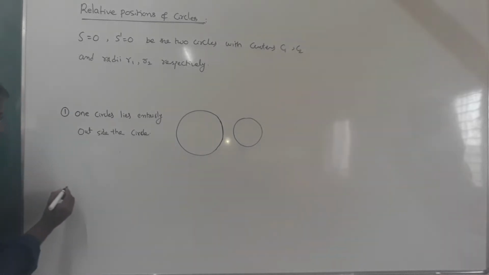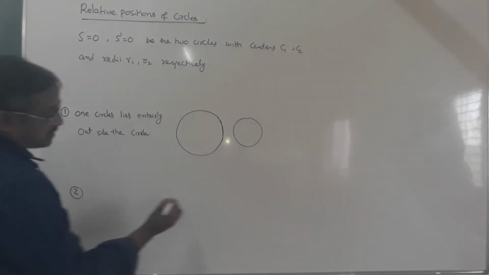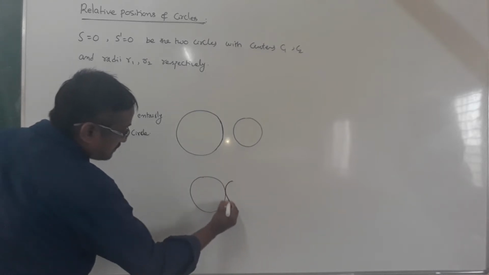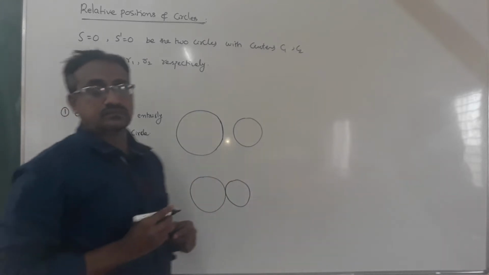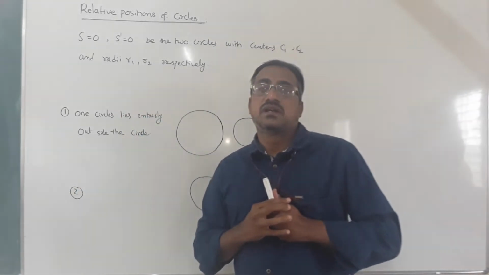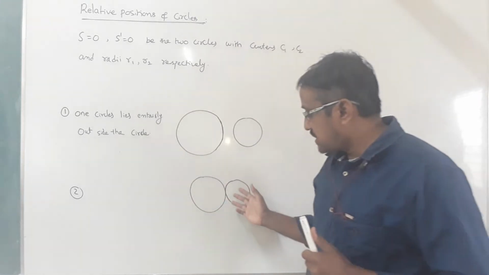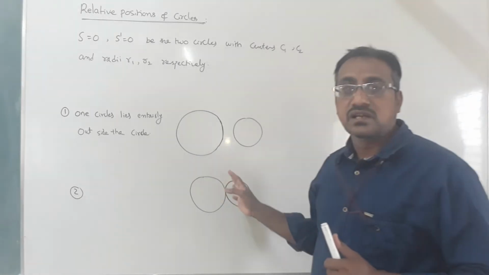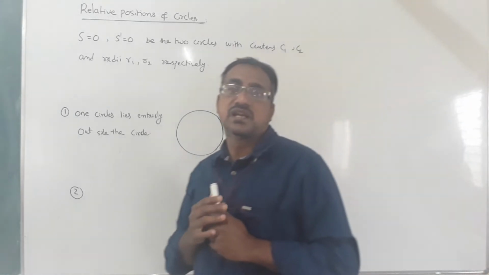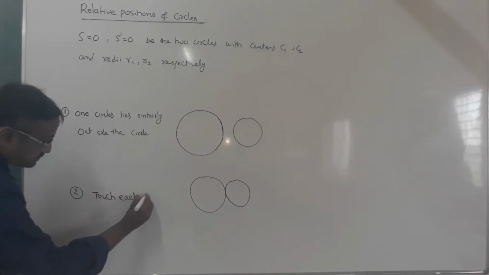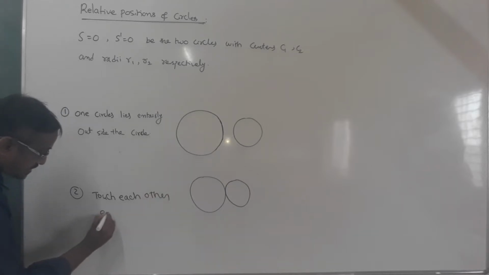Now you can imagine another position of the given two circles like this. In this relative position, the two circles touch each other externally. They are touching circles, but they touch each other externally.